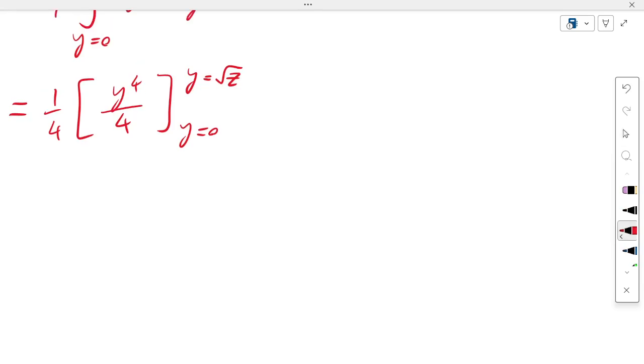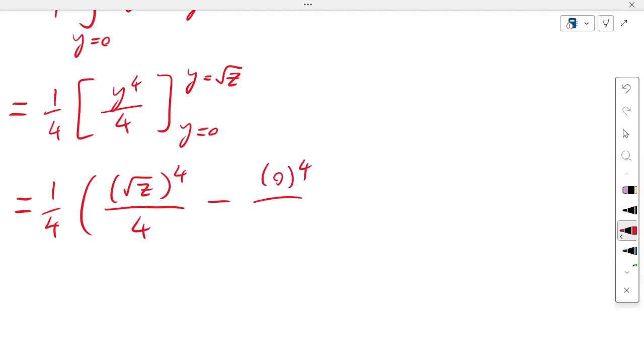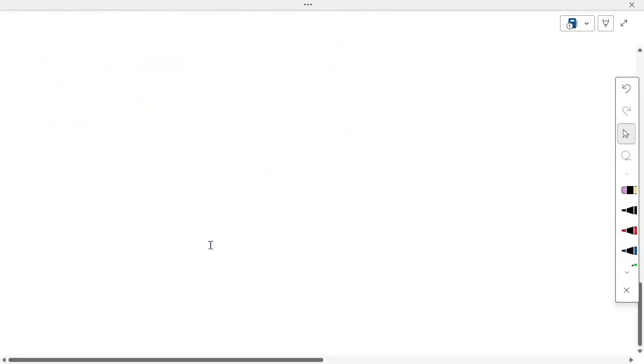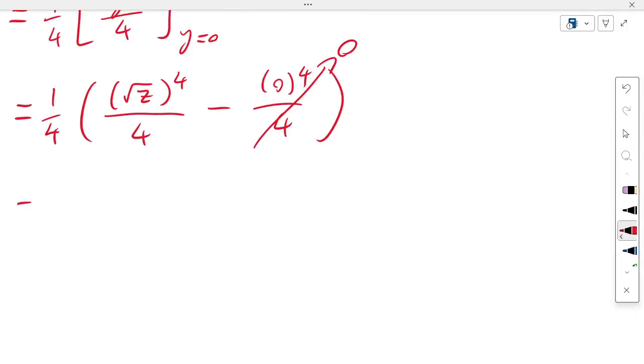Okay, so let's just plug in. We're going to have 1 over 4 multiplied by, and we're just going to plug root z into y. So it's going to be root z to the power of 4 divided by 4. Sorry, this is minus. It's going to be 0 to the power of 4 over 4. And this is just going to be equal to 0, so we can exclude it. Okay. Therefore, this will be 1 over 4 multiplied by, this also can be written as z to the power of a half raised to the power of 4 divided by 4.